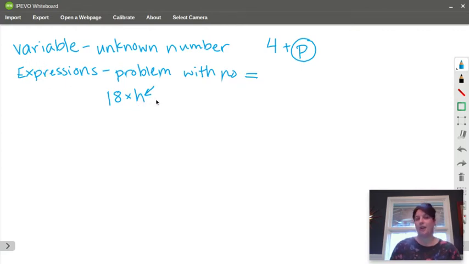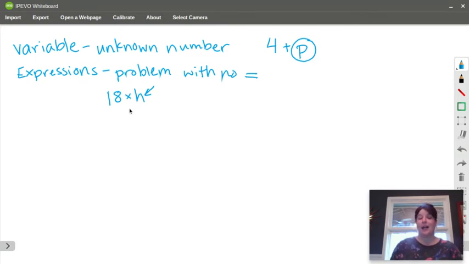Maybe this week I work 45 hours. Next week I work 32 hours. Maybe this week we're all quarantined at home. I'm not working any hours. So this expression uses a variable to stand in for a number that can change, a number that changes week to week.